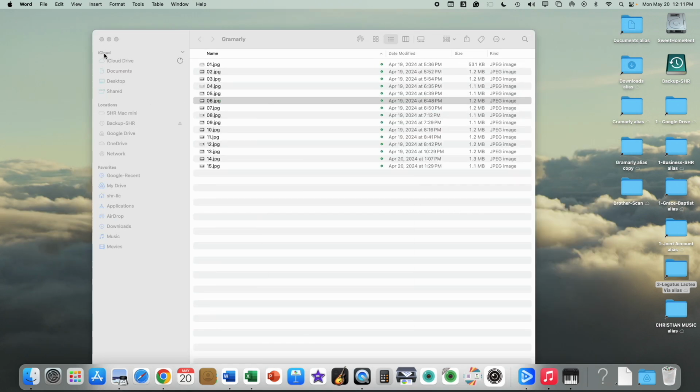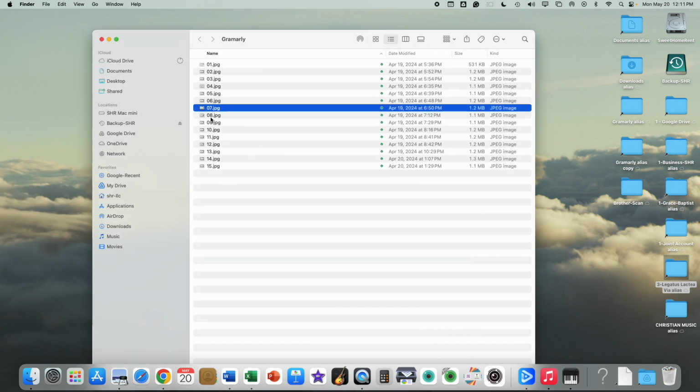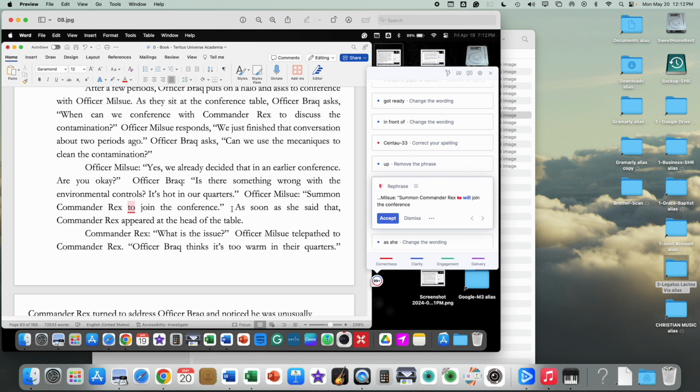Back to Grammarly here on number 7. We have one here where in math class Mr. Moore promptly asked Colt about his special assignment. And then Grammarly decided it would be more clear to say particular assignment. But he had assigned it previously in the text. Colt had been assigned an assignment, and he was supposed to bring that back to class. But here is particular assignment versus special assignment. I think teachers mostly talk about special assignments. I don't hear teachers talk about particular assignments very often. Oh, well, here we are.